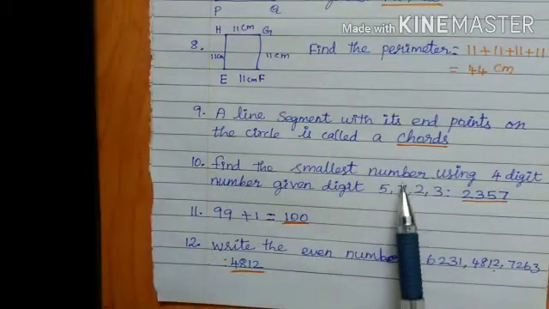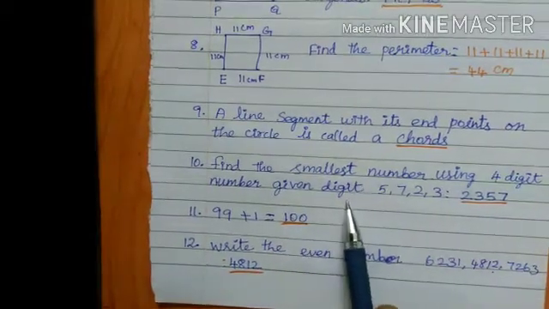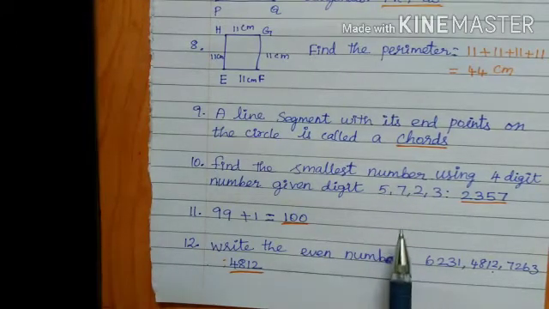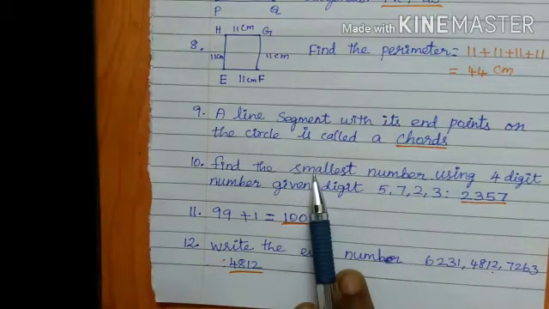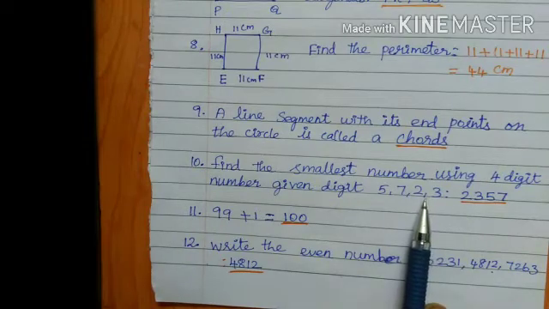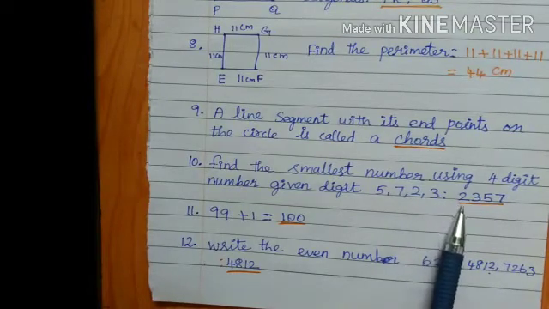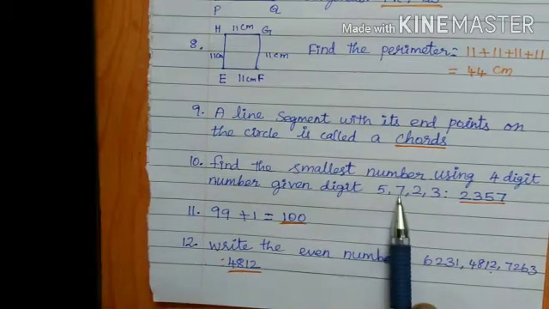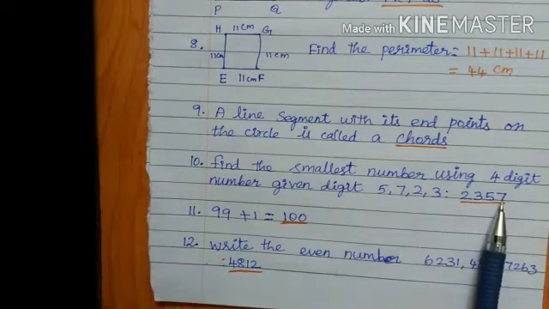Find the smallest number using the 4 digits given. 5, 7, 2, 3. 4 numbers are given here. So this is a 4-digit number. You first form the smallest number. Find out which one is your smallest number. Yes, 2 is your smallest number. So write the first number 2. Then next one 3. Next 5. Next 7. So 2357 is the smallest number.